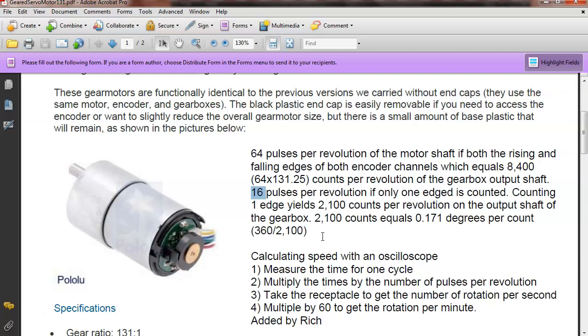So how many pulses would I get per revolution of the output of my shaft? Is that what you got when you took 16 and multiplied by 131? So what did you come up with? 2,100 per revolution.